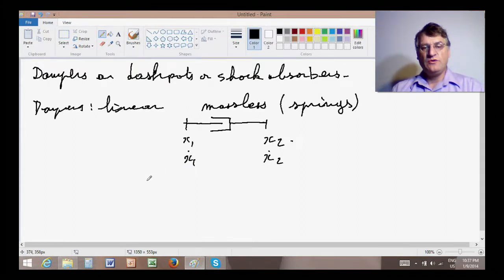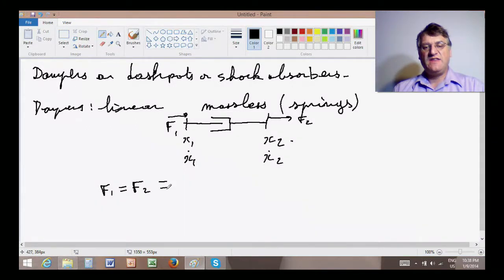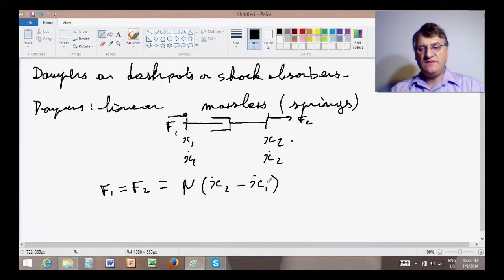Then we will talk about the equations that drive the dashpot. If this is a force F1, and that is a force F2, then F1 is equal to F2, and that is equal to a coefficient mu times x2 dot minus x1 dot. What this says is that the force generated by the dashpot is proportional to a coefficient mu times the difference of speeds between x1 and x2. A typical example where you're going to see that kind of a dashpot is in a car.